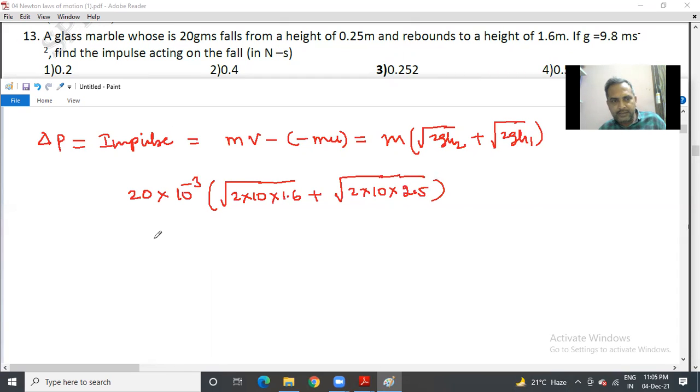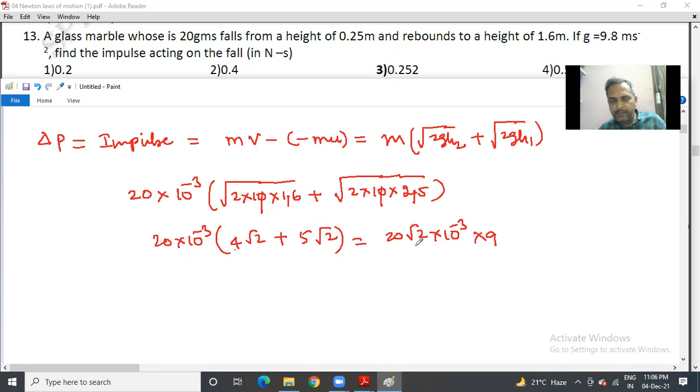So you'll get this as 200 into 10 to the power of minus 3. This is going to be root 16. It can also be written as 4 root 2 plus, this is going to be root 25. It means 5 root 2 we can write. So we can take out common root 2. This is 200 root 2 into 10 to the power of minus 3, with the 4 plus 5, it will be 9.